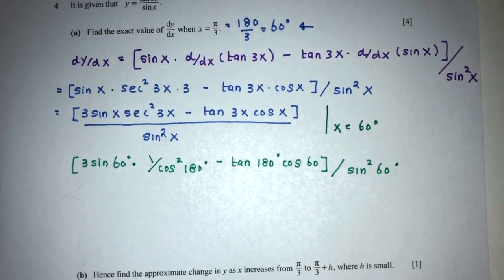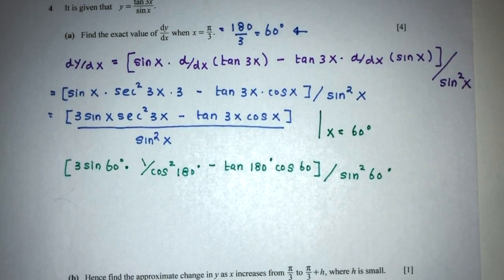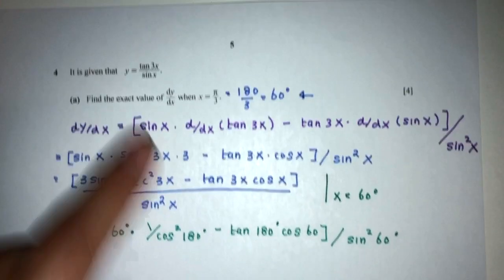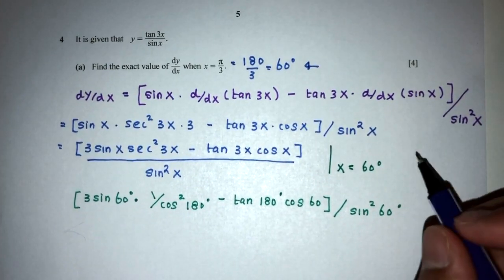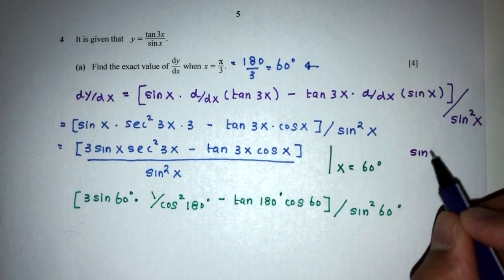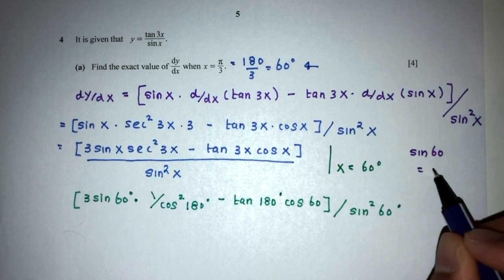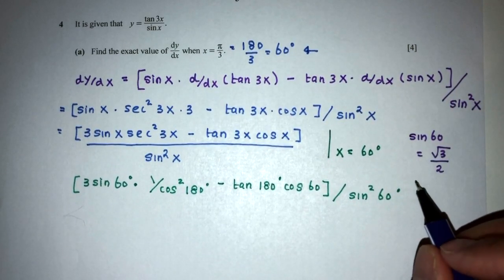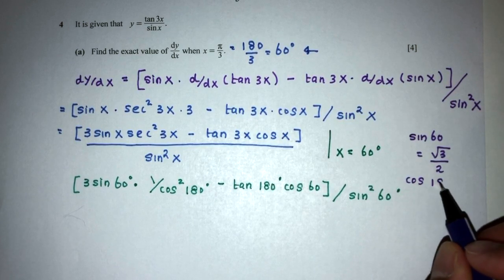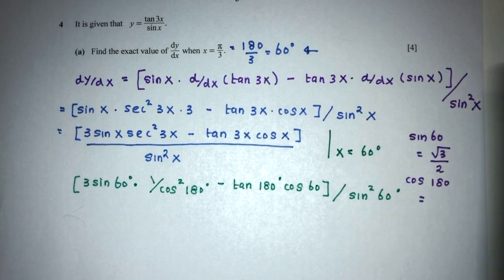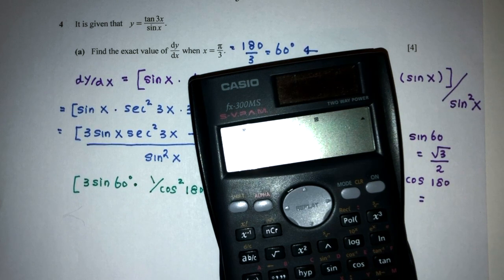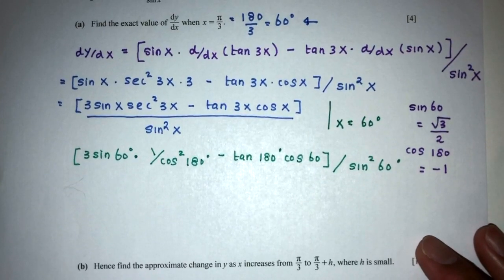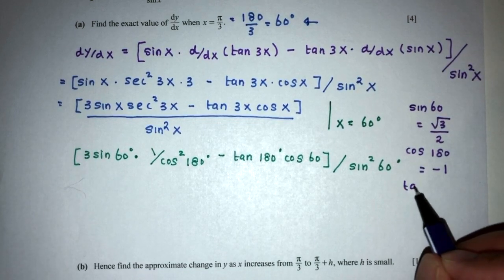Now we have to know a few exact values to solve this question, because as you can see here, it is asking you for exact values. So first thing first, we know that sine 60 has to be what? Has to be root 3 divided by 2. Now next one, what is the value of cos 180? I don't know this one, let me check. Cos of 180, that should be minus 1. Okay, and next we have tan of 180.